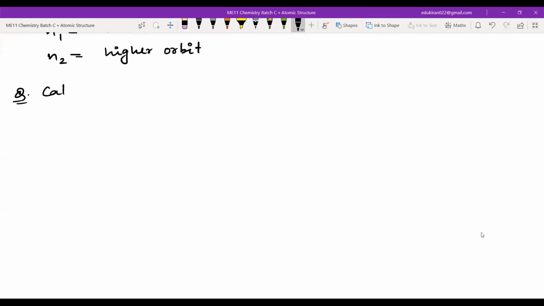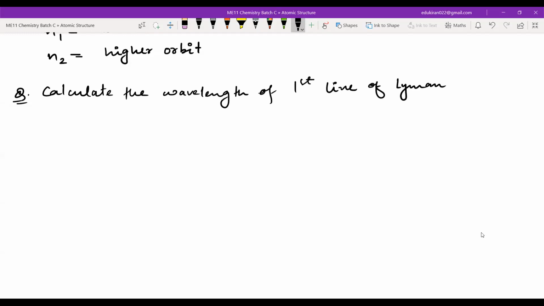Calculate the wavelength of the first line of Lyman series in He plus spectrum. So this first line of Lyman series is important. Why? See.